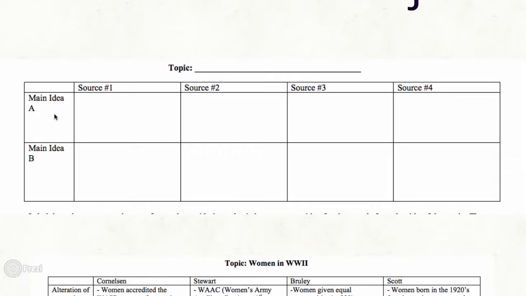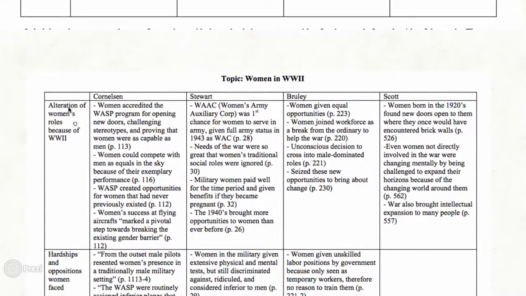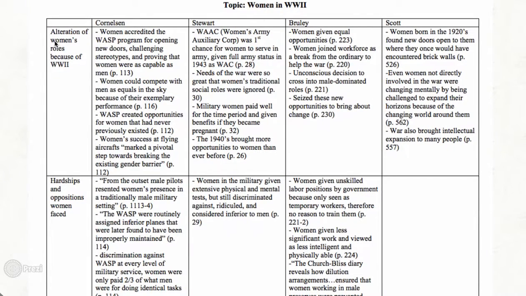So you have an idea here, and then you show how you can maybe use a quote. You can show how source 1 supports this idea. Source 2 supports this idea. Maybe source 3 opposes, contradicts this idea. And then source 4 agrees with this idea or supports it. Main idea 2. Right? So main idea 1 might be alteration of women's roles because of World War II.